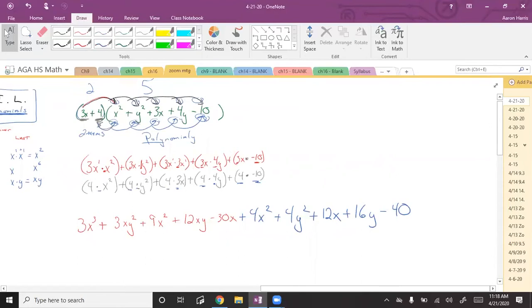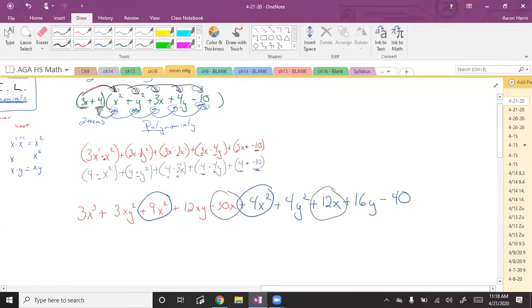Is there really anything to combine? Yes. Here's an x squared. Here's an x squared. Y squared anywhere? Y squared anywhere? 4y squared. Boom. Here's an x squared. I mean an x. There we go. There's no other y squares, no y thirds. So the only thing I can add are those two.